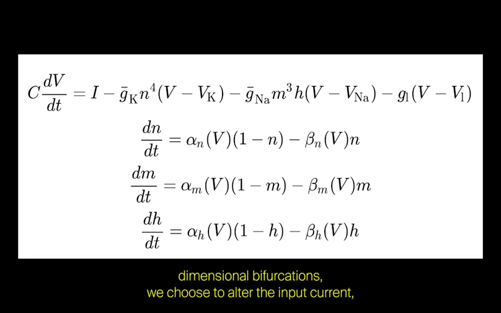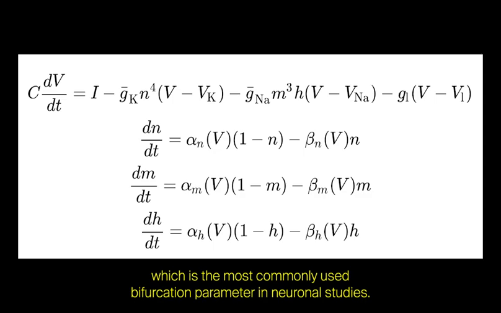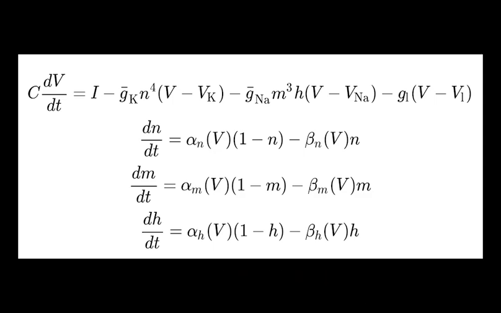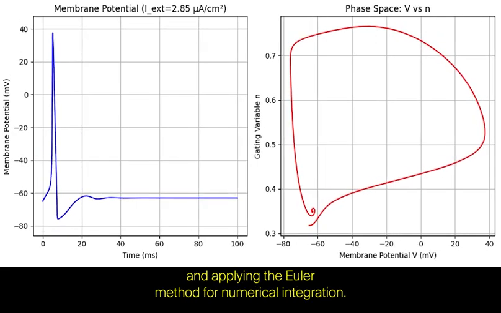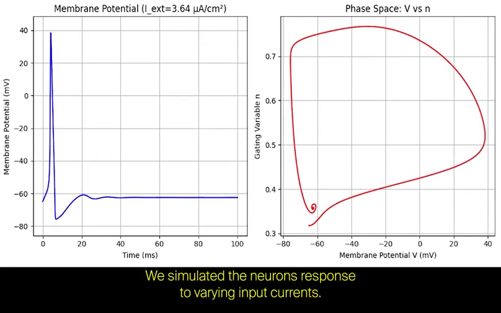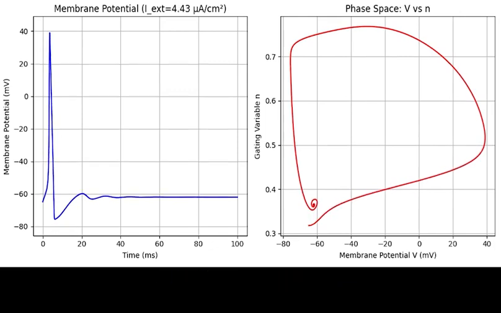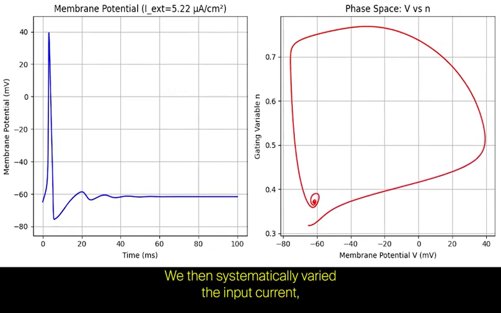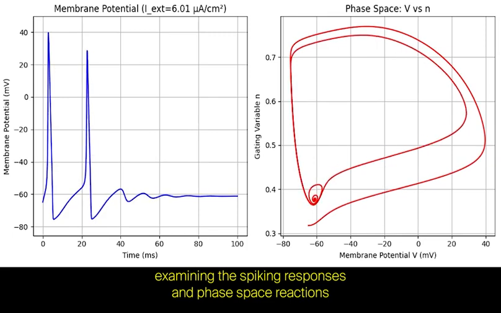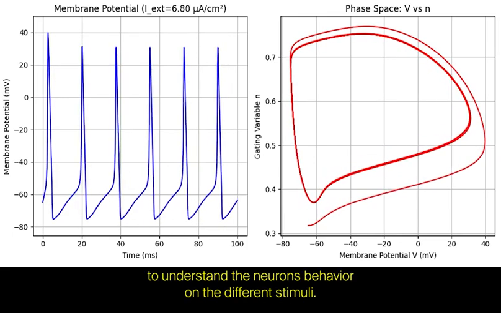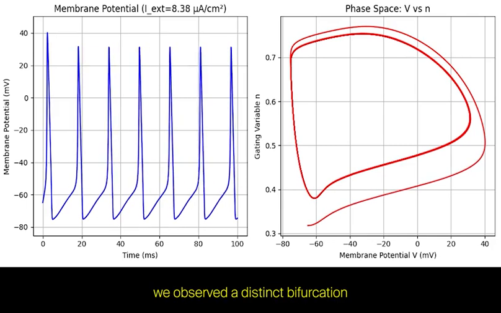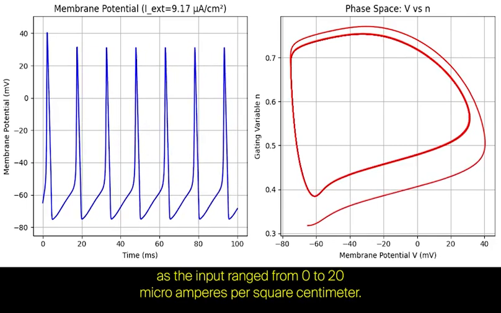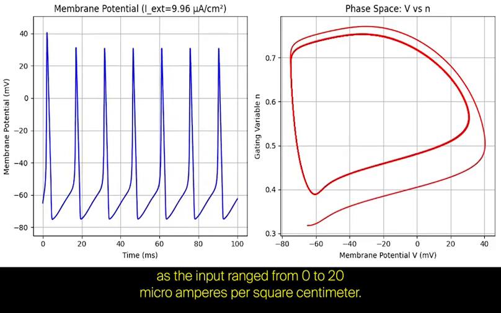To investigate one-dimensional bifurcations, we chose to alter the input current, which is the most commonly used bifurcation parameter in neuronal studies. By constructing the model using the nonlinear differential equations and applying the Euler method for numerical integration, we simulated the neuron's response to varying input currents. We then systematically varied the input current, examining the spiking responses and phase space reactions to understand the neuron's behavior under different stimuli. Focusing on the first neuron, we observed a distinct bifurcation as the input ranged from 0 to 20 microamperes per square centimeter.